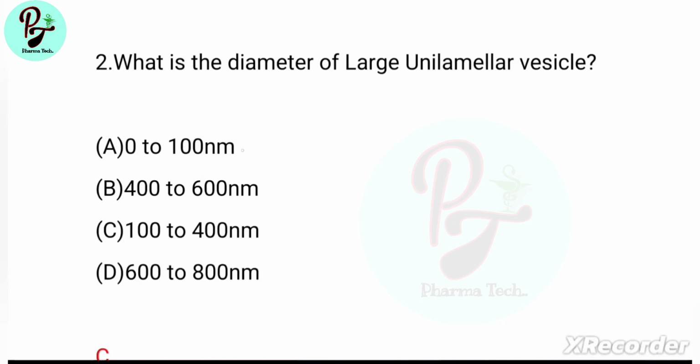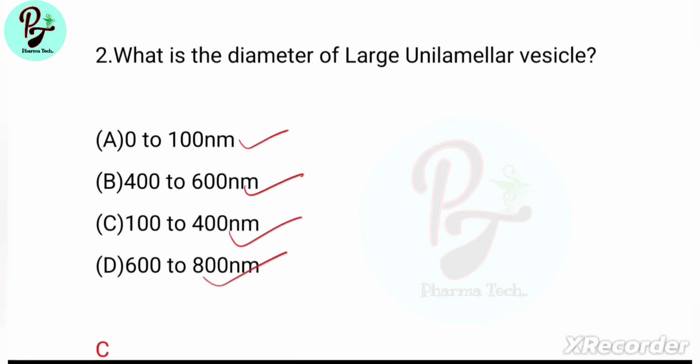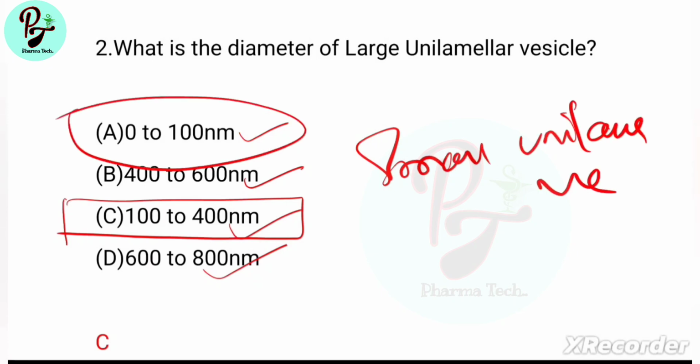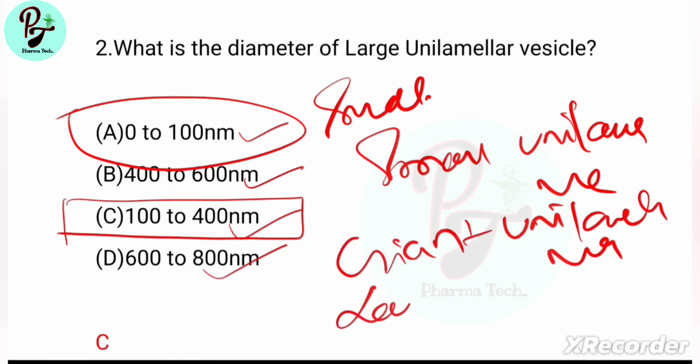Next question: what is the diameter of a large unilamellar vesicle? Options are 0 to 100 nanometer, 400 to 600 nanometer, 100 to 400 nanometer, 600 to 800 nanometer. Answer is C, 100 to 400 nanometer. Less than 100 nanometer is a small unilamellar vesicle. Another is giant. A giant unilamellar vesicle is larger than 1 micrometer.